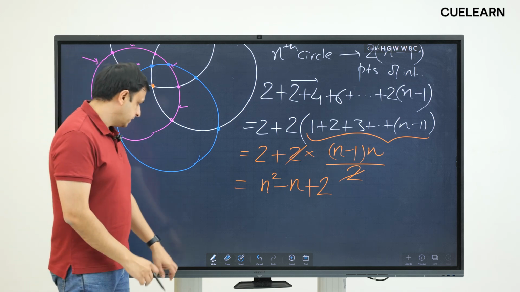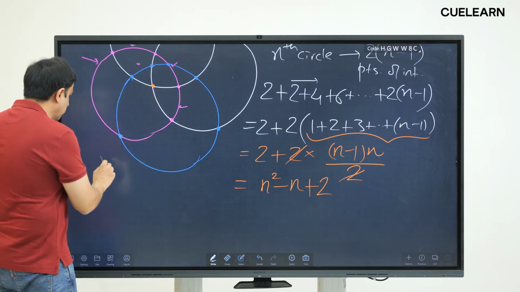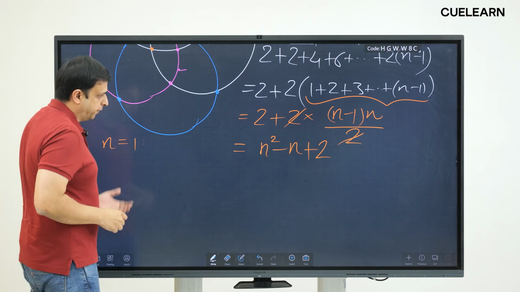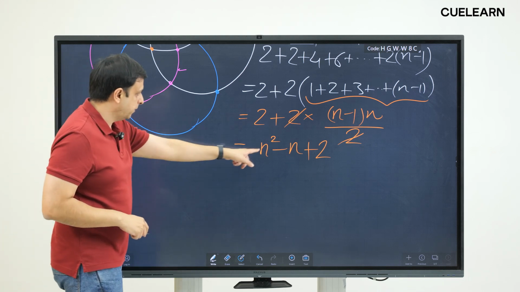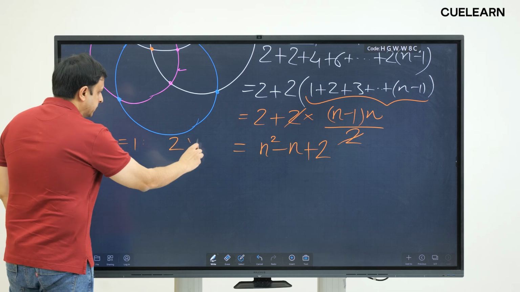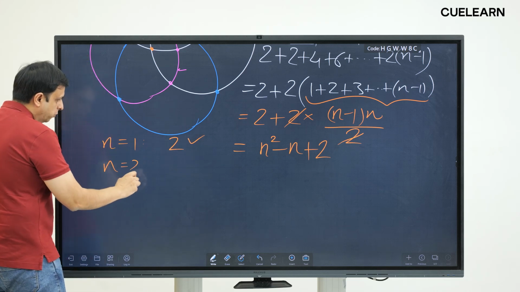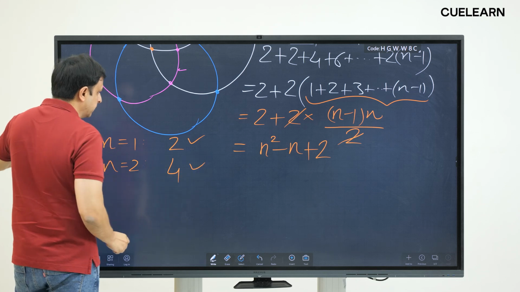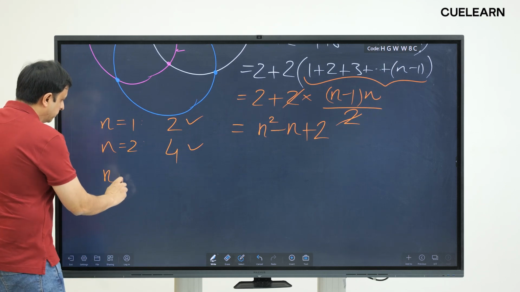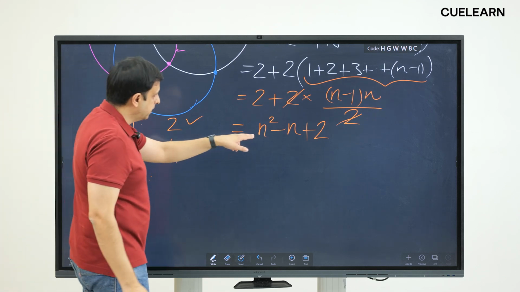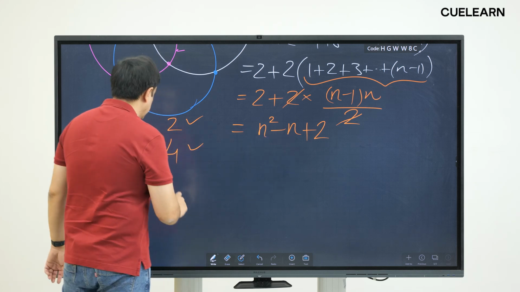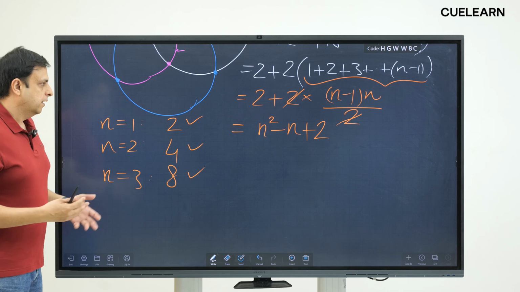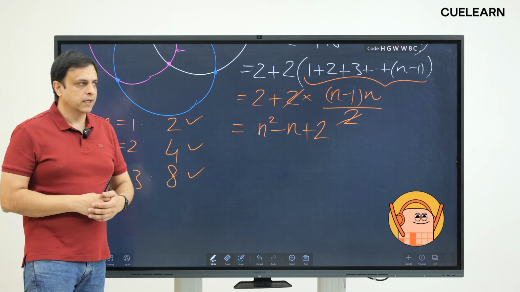All right, and now let's see if this is indeed correct. For n equal to 1, this gives me, if there is just one circle, 1 minus 1 plus 2. So yes, 2 regions indeed. If n is equal to 2, I'll get 4 minus 2 plus 2. So 4 regions indeed with 2 circles. If I get n equal to 3, I'll get 9 minus 3, 6 plus 2, that's 8. And yes, we did find that with 3 circles we're getting 8 regions. And so this formula seems to be correct.